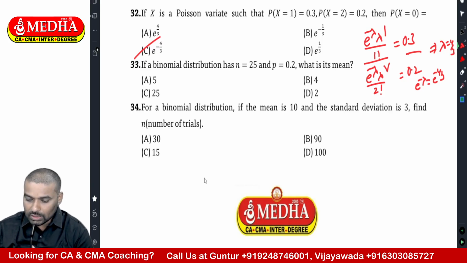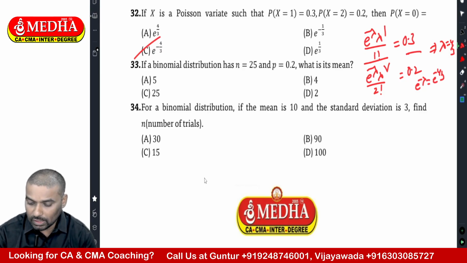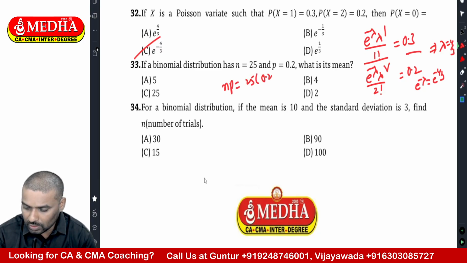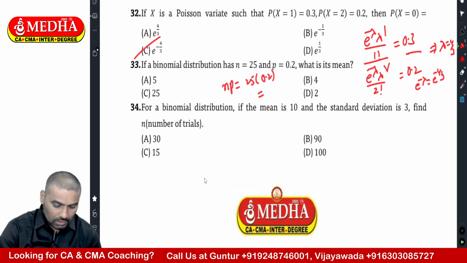If in a binomial distribution n is 25 and p is 0.2, what is its mean? The mean of binomial distribution is np, that is 25 into 0.2, and its value is 5.